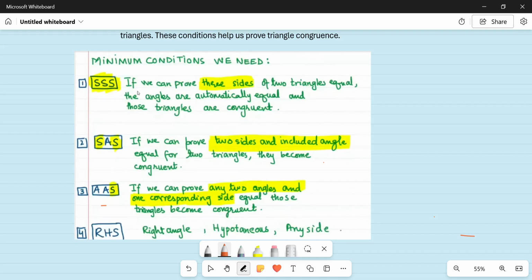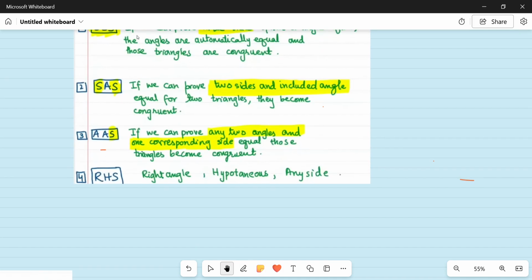The fourth one is right angle, hypotenuse, side (RHS). It means the triangle has a right angle, and the hypotenuse and another side are equal. So we can say that the triangles are congruent. Let's do some examples to understand this concept.